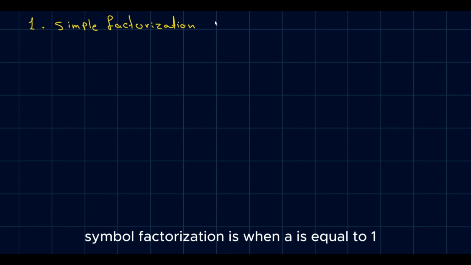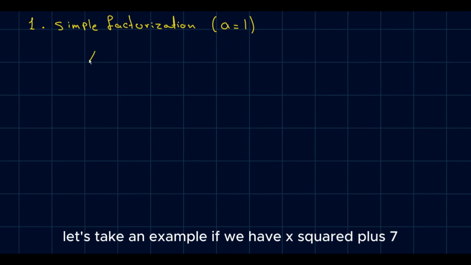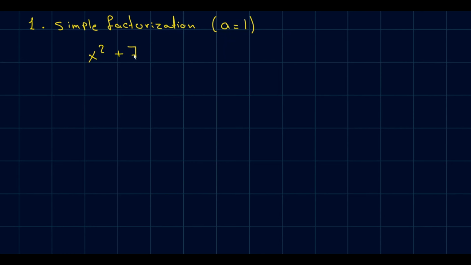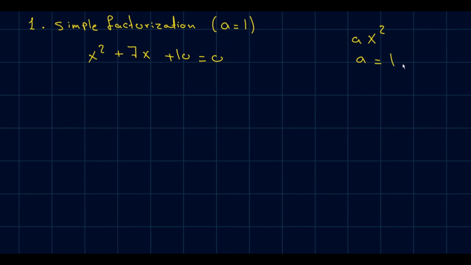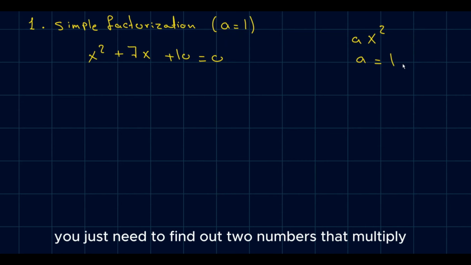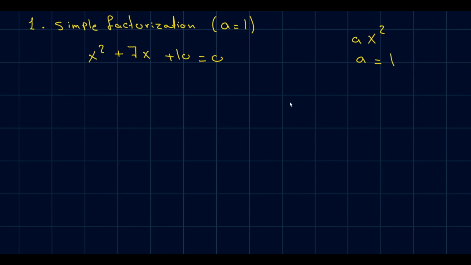Simple factorization is when a is equal to 1. Let's take an example. If we have x squared plus 7x plus 10 is equal to 0, the coefficient for x squared, which is a, is equal to 1. You just need to find two numbers that multiply to c, which is the constant term, and add up to b, the middle term. Let's solve it step by step.